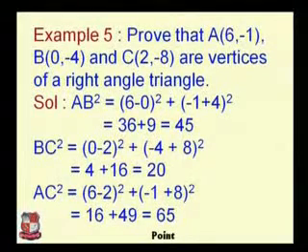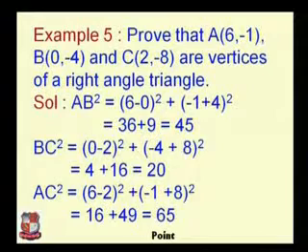So BC square is equal to (0 - 2) whole square plus (-4 + 8) square. So 0 minus 2 we get -2, whole square we get 4, and -4 plus 8 we get 4. So 4 whole square we get 16. So 4 plus 16 we get 20. So we have BC square is equal to 20.